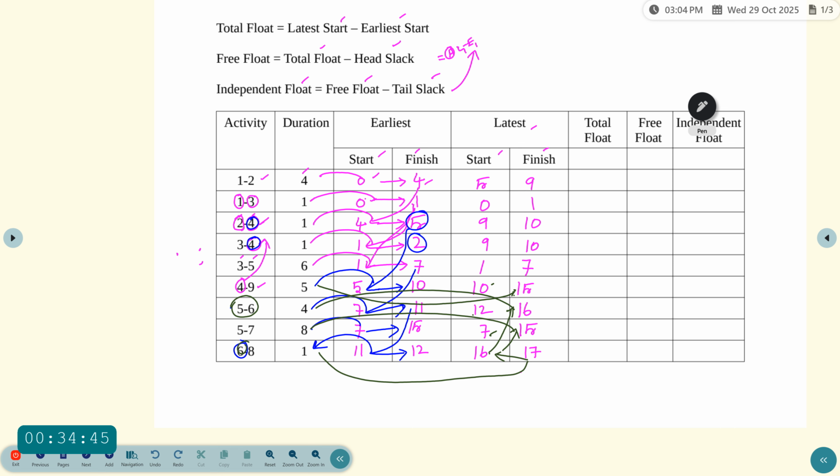So check the value 3 to 5. There are two starting events, which one is 12 and 7? So comparing 12 and 7, which one is the smallest one? 7 is the smallest one. So similarly subtract with the duration. 7 minus 6 we have 1. We have 1, and then go to previous activity which is 3 to 4.